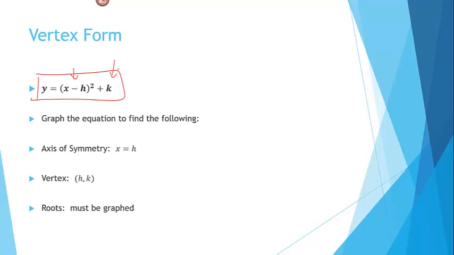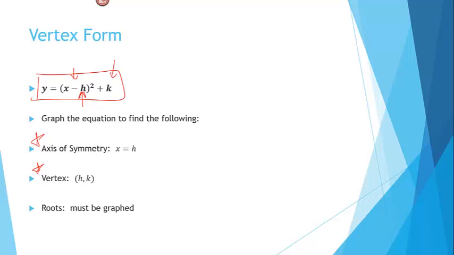Now, in order to find our roots, we still need to graph our equation. For now, later on we'll find out how to find the roots without graphing. But with the vertex form, we can find our axis of symmetry and our vertex without graphing. Our axis of symmetry will be just x equals h. So whatever is right here.